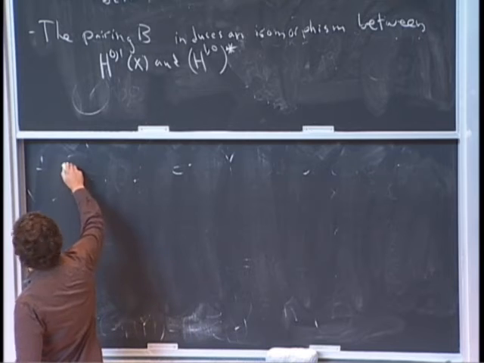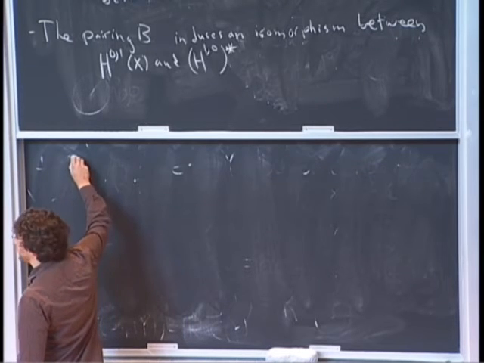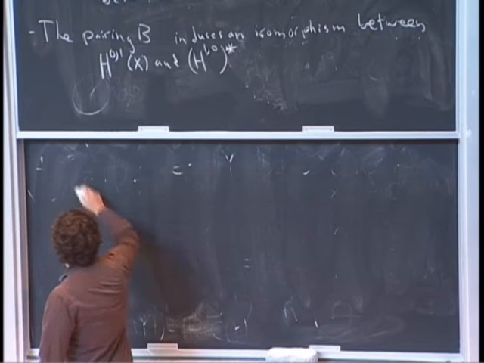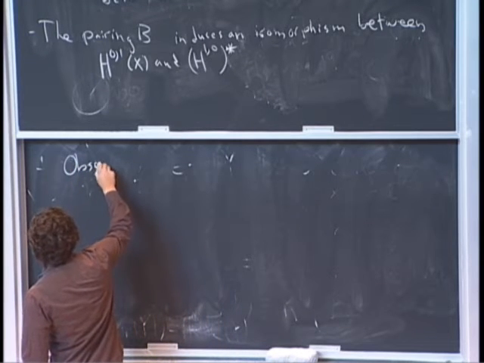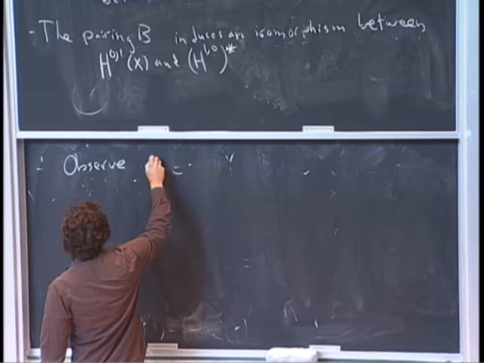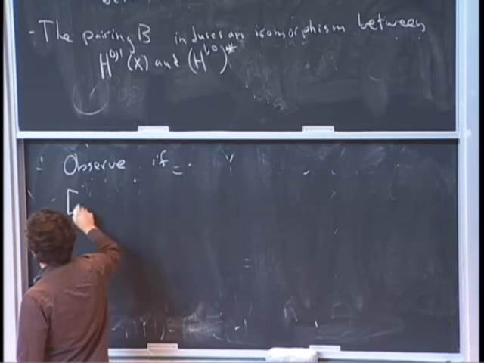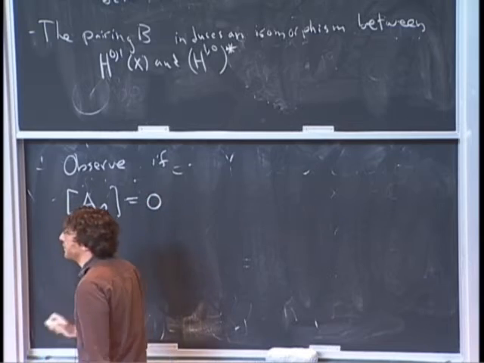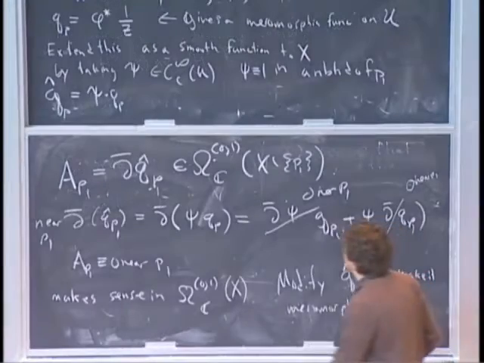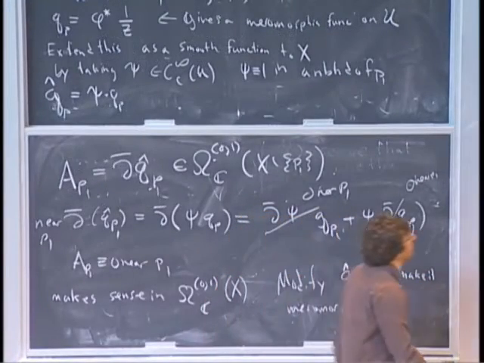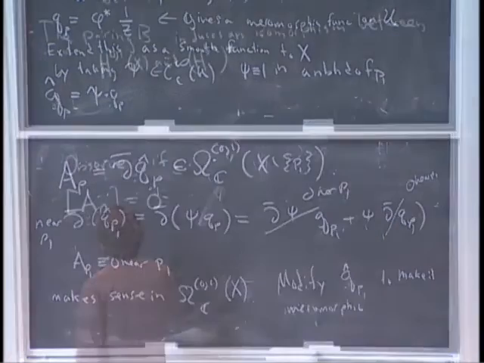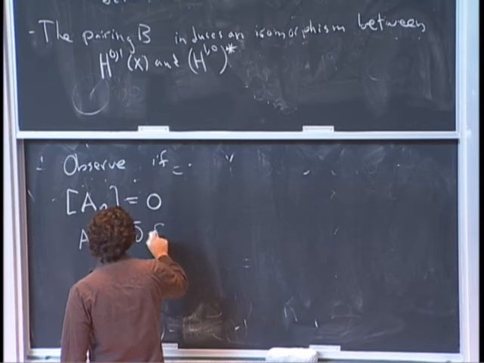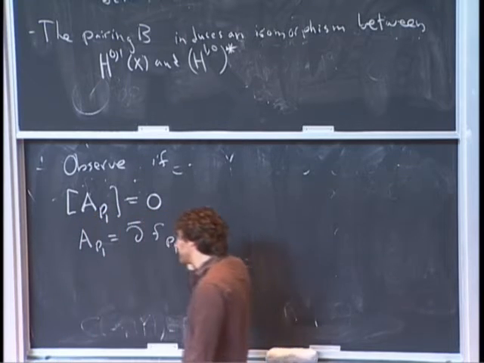Right, so notice that with this class, what we want to do is add some nice function to make it meromorphic. One observation, as we saw with the previous proof, is that if the class of A_P1 were equal to 0 in H^{0,1}, then that means that the representative of A_P1 is equal to del bar of f_P1 by definition.